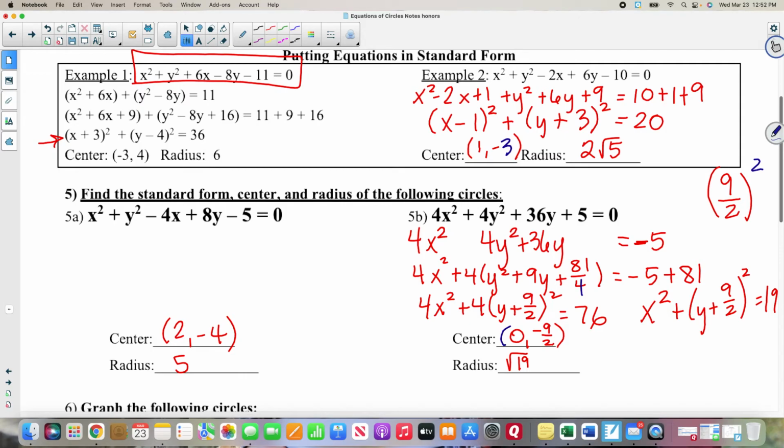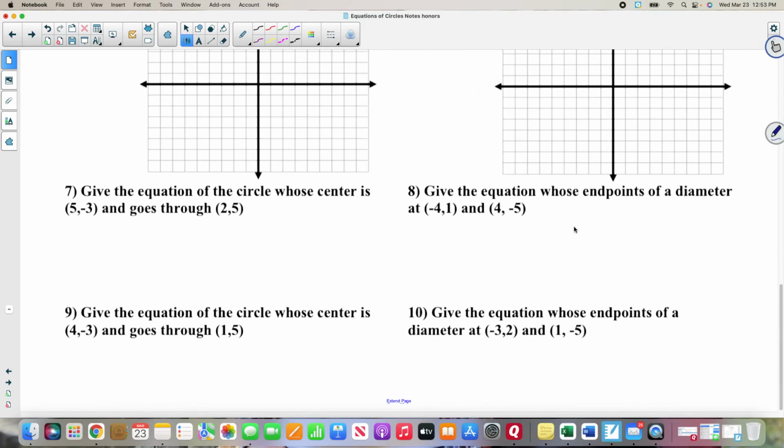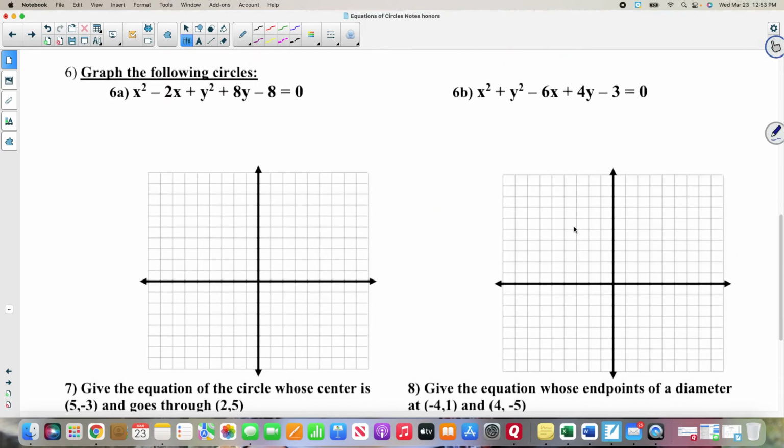Okay? All right, if you glance down at the bottom, so 6 through 10, does 6a or 6b have a number in front of the x and the y? No. So we're just completing the square like normal, finding the center and the radius, and we're just graphing it. So that's easy cheesy.